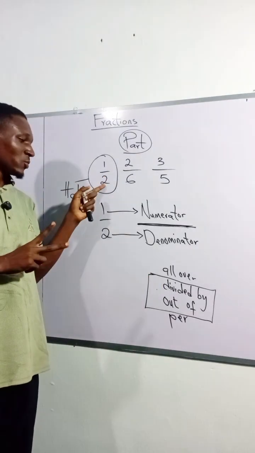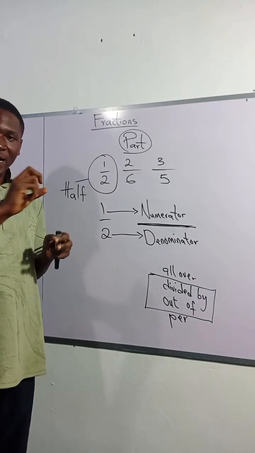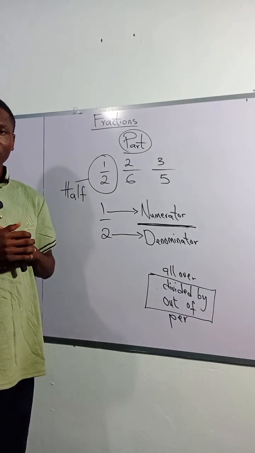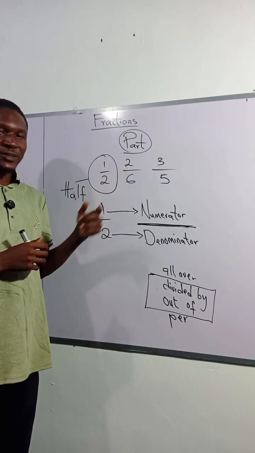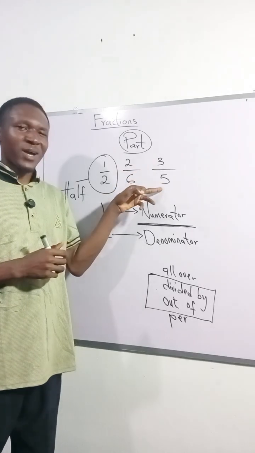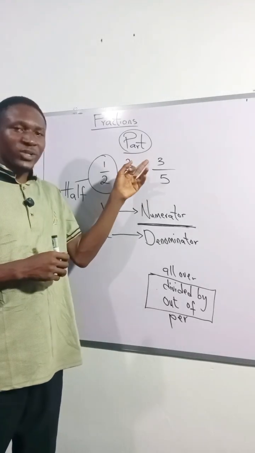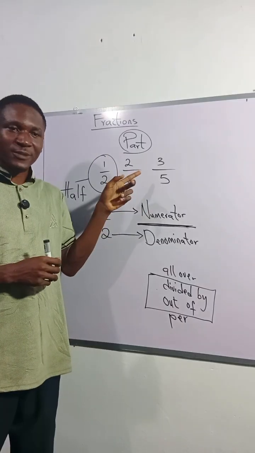Either you say divided by 2 or you say out of 2. 1 out of 2. Here means 2 out of 6. And this is 3 out of 5. That means you gave me 3 out of 5. Are you getting it?